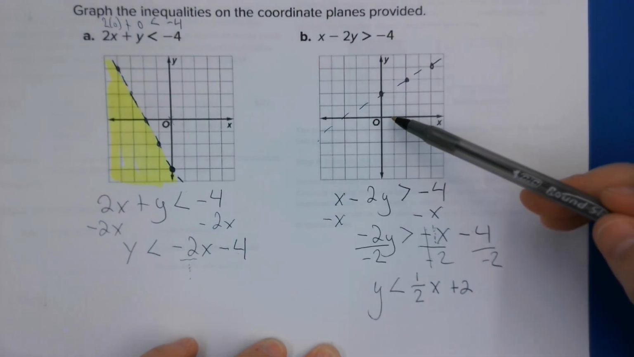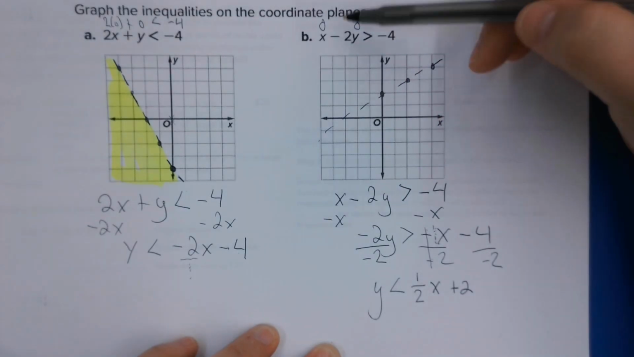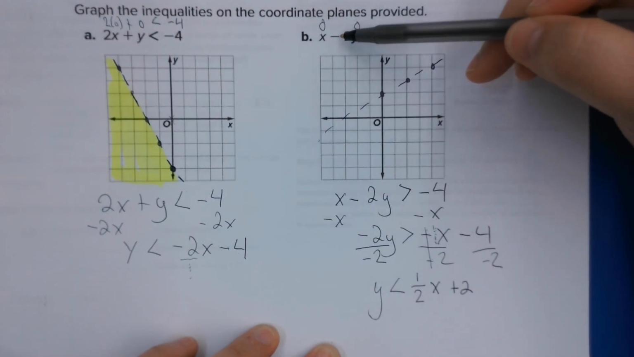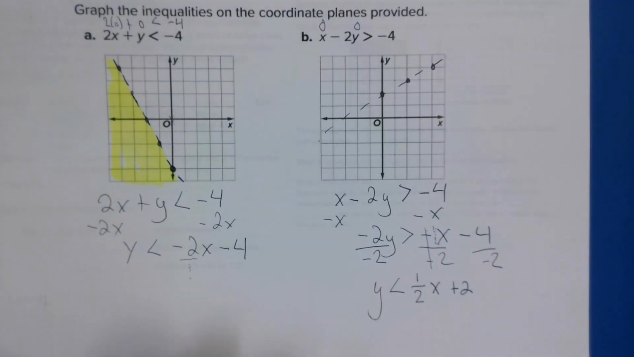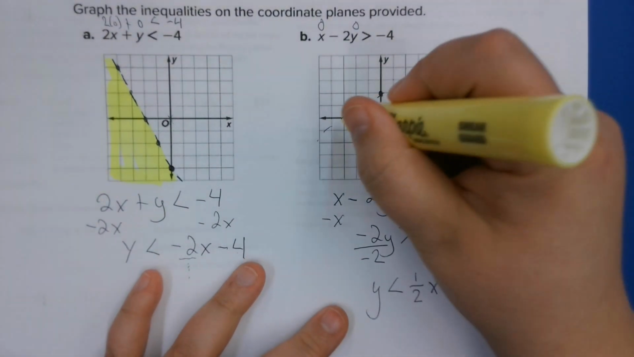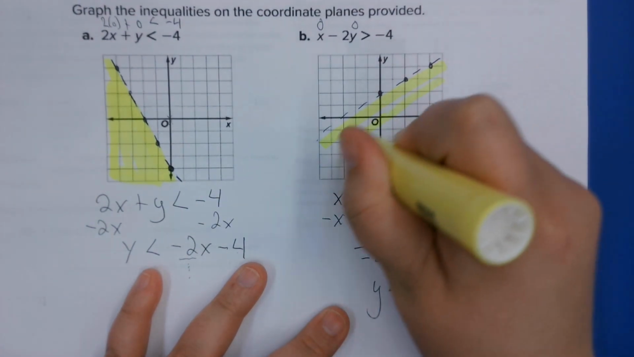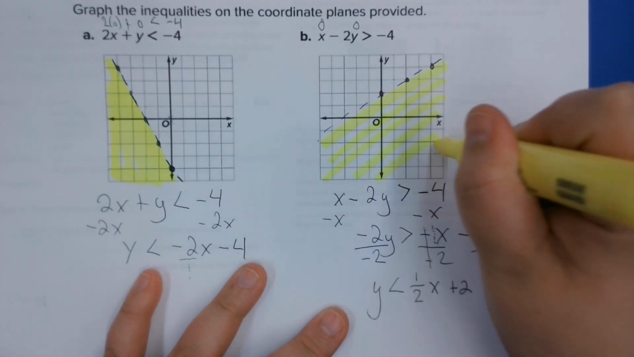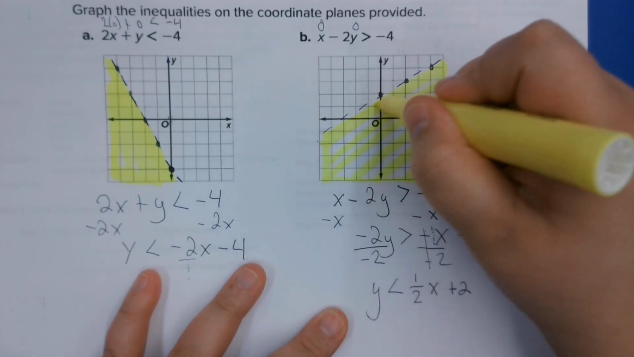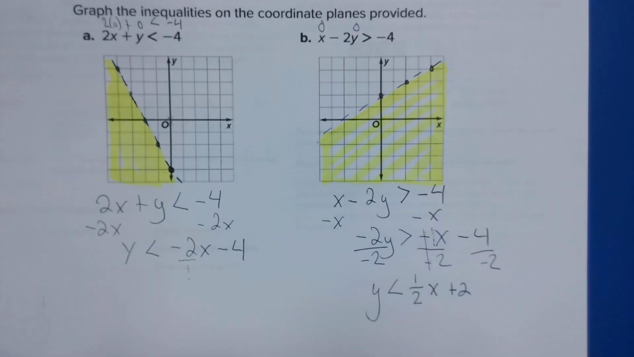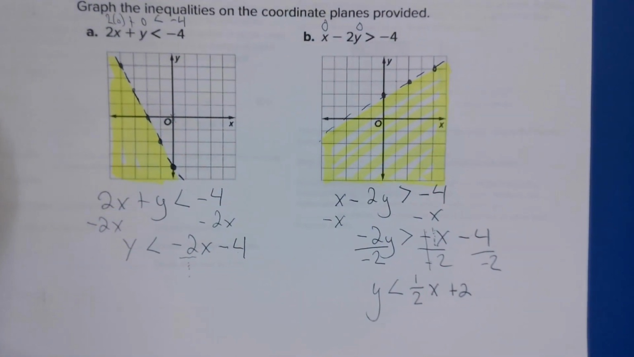And now I can use 0, 0 as my test point. 0, 0. All of this side is going to equal 0. Is 0 greater than negative 4? Yes, it is. 0 is greater than negative 4. So we're going to use the side with 0, 0 as the side that I shade that shows me my answer. I'm going to go all the way up to that line. It's a dashed line though, so the line itself does not have the solution set.